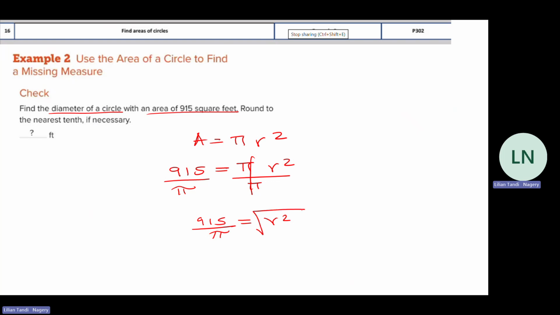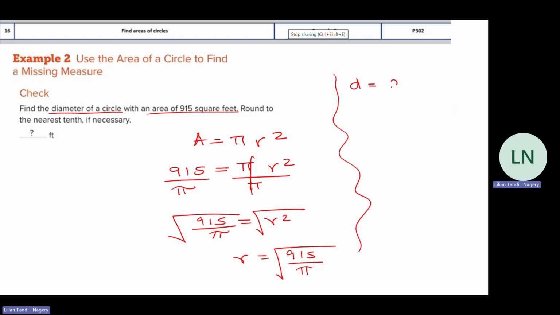I want r, so I will take the square root on both sides. So now I will have r is 915 over pi under the square root. Okay, so then we want diameter. We know that diameter equals 2r, and we know our r, so 2 times parentheses square root of 915 over pi.